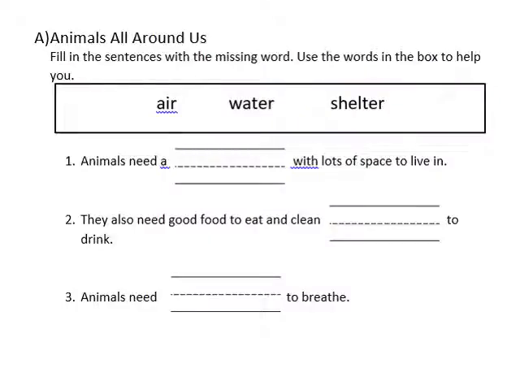Part A, animals all around us. Fill in the sentences with the missing word. Use the words in the box to help you. So number 1, who wants to read it and answer it for me? You have to read it also. So Mahdi. Animals need a shelter with lots of space to live in. Excellent.